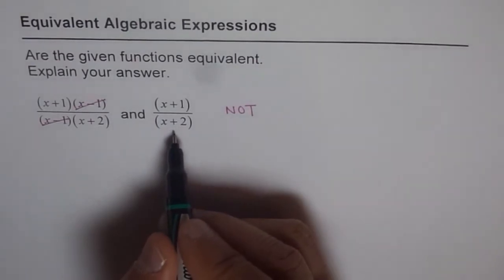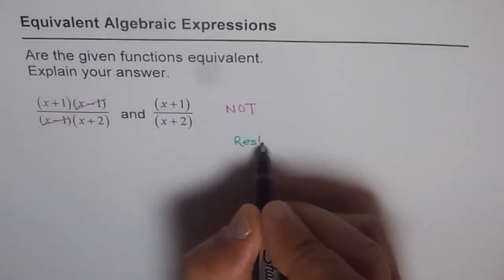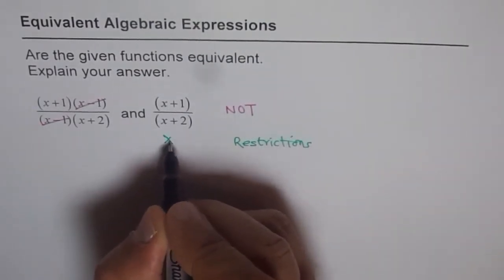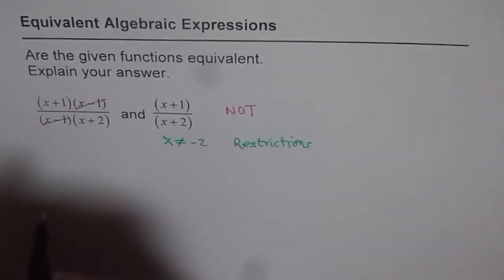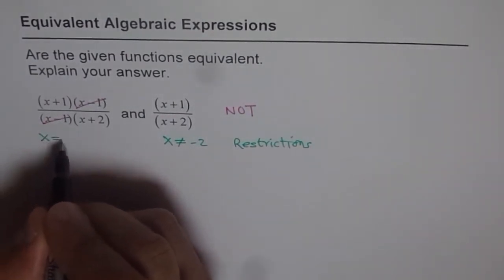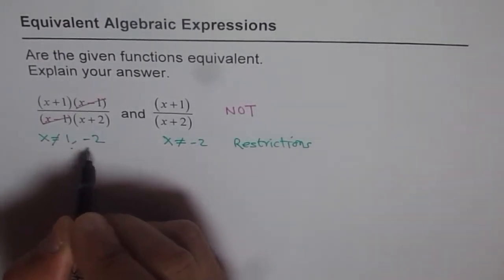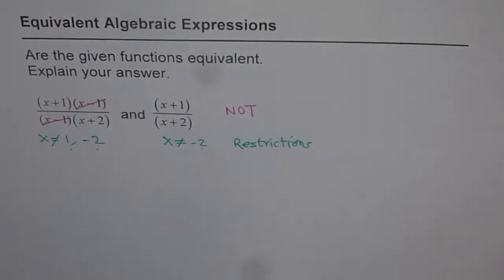What are the restrictions here? The restrictions here are, let me write them down. That x is not equal to minus 2, it will make the denominator 0, right? And here the restriction is that x is not equal to 1 and minus 2. So there are two restrictions here, whereas there's only one restriction here. Do you understand? So that is one major difference, correct?